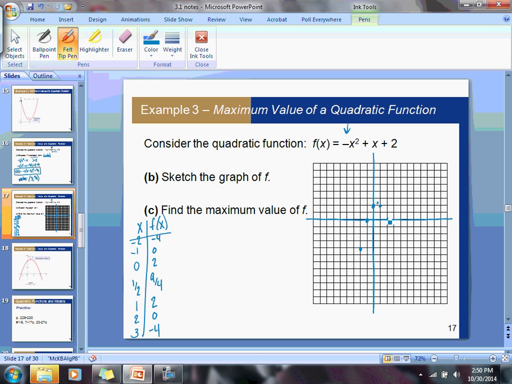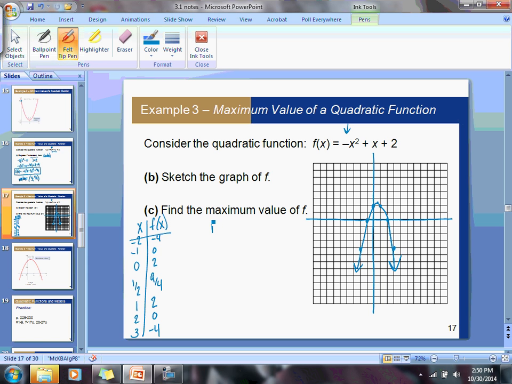Oh, that's on the x-axis again. I'm pointing that out because that's important information. We're graphing our x-intercepts and our y-intercept. We have all those pieces of information in our table of values and in our graph. Okay, so the parabola opens down just like it should.